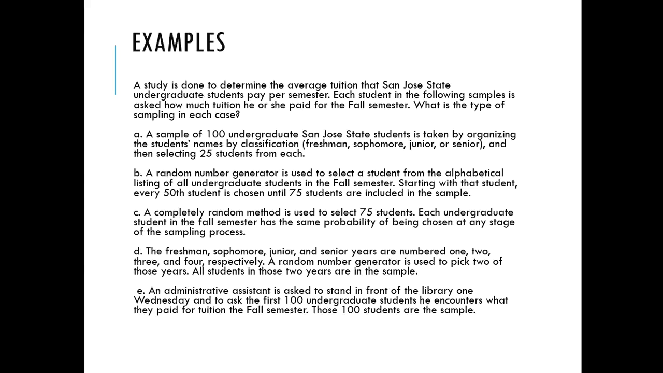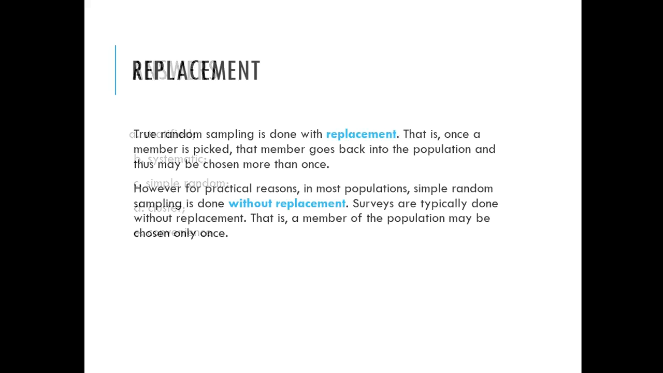An administrative assistant is asked to stand in front of the library one Wednesday and to ask the first 100 undergraduate students he encounters what he paid for tuition the fall semester. The 100 students are the sample. That's convenience, because he just stood outside and took their opinions. So that was examples of stratified, cluster, systematic, random, and convenience sampling. That's going to end this video.